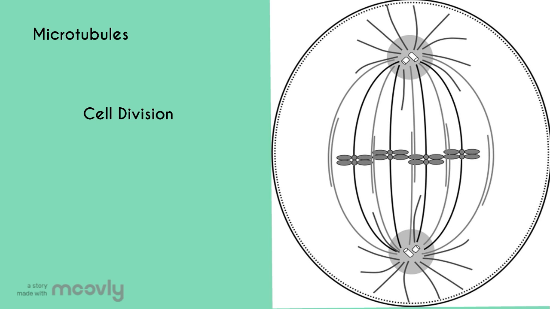Microtubules play a major role in cell division. The tubules, known as spindle fibers, attach to the chromosomes and eventually pull them apart to opposite ends of the cell, dividing the DNA information before division.